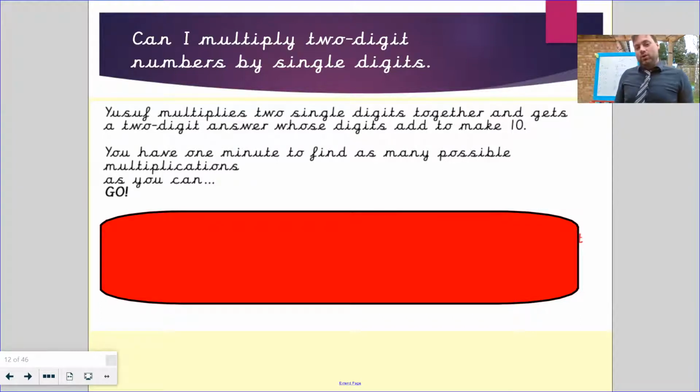So can you find out as many multiplications where you times two numbers together, you get a two-digit number, and that two-digit number, when you add the values together, gives you 10. So for example, if you did 3 times 6, you would get 18. The digits, when you add them together, 1 plus 8 is 9. So that doesn't give me 10, so that one wouldn't work. So you've got 1 minute, off you go. Pause the video.